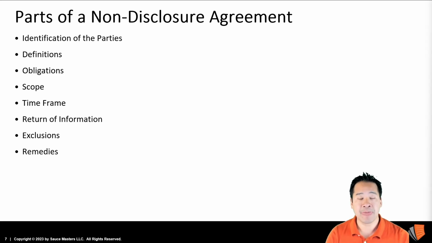Return of information. So when you enter into an NDA, at some point it's going to expire or the purpose is going to be fulfilled. At that point, what do you do with that confidential information? Best case, you return it. Sometimes you can't, so verification of destruction is typically common and okay and acceptable. There's exclusions. So some information, even though it's confidential, could be in the public domain. So the NDAs typically have an exclusions paragraph that says what type of information is not protected by this agreement.